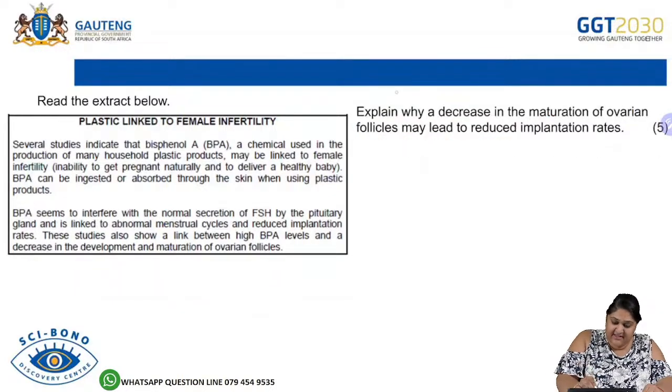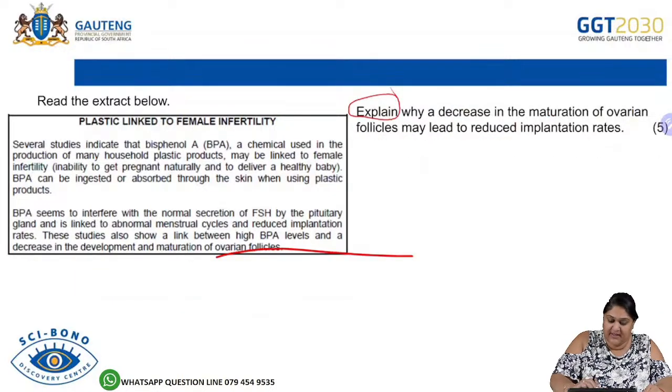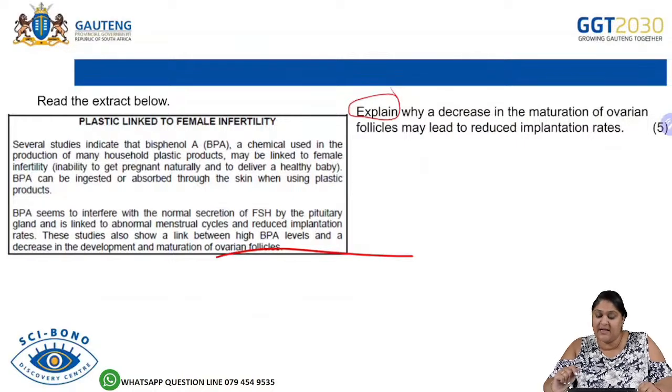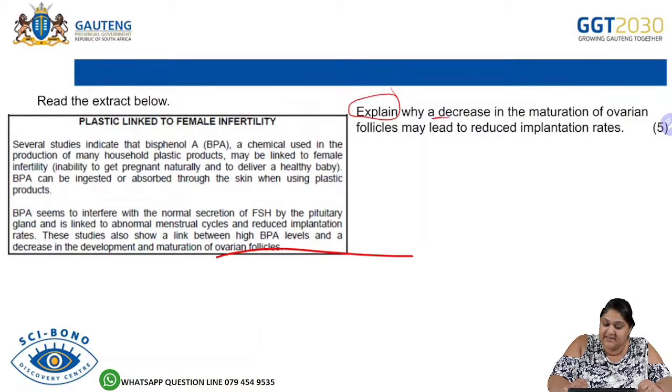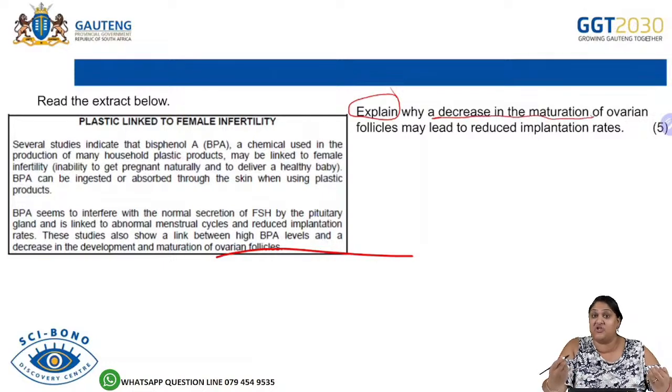Explain why. Another explain question. Why a decrease in the maturation of ovarian follicles may lead to reduced implantation rates. So now we've got decreased maturation of the follicles. So the follicles are not going to mature. And what is a mature follicle? It is a Graafian follicle. And where is the ovum? Inside the follicle. So if the Graafian follicle is not going to develop, what's going to happen?